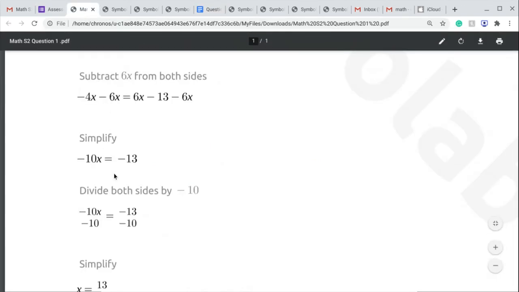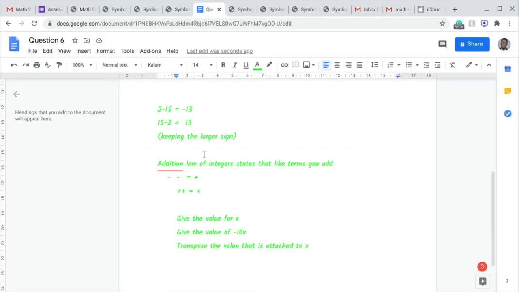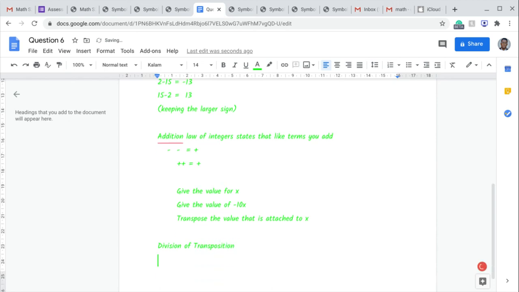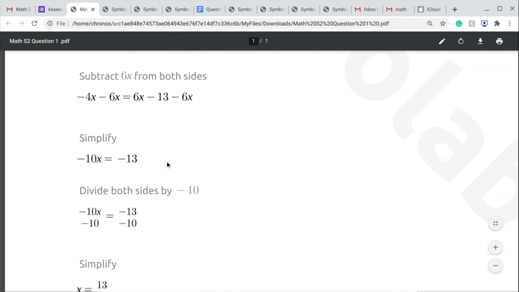Negative 10 now is multiplying, right? So when you remember now the other integer law, the division law of transposition, right? Whatever you do on the left, you do the opposite on the right. So in this case, when we're multiplying the negative 10 on the x, in order to remove that negative 10 now, we need to divide it on both sides so x can be by itself. That's the division law of transposition.